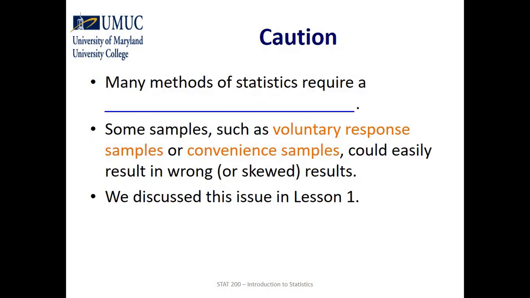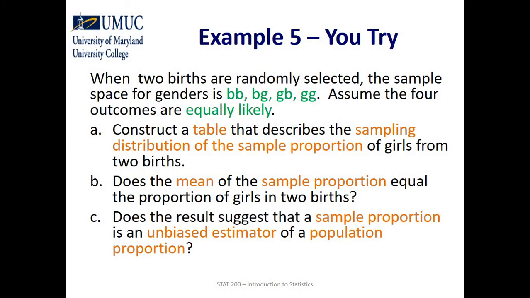Okay. Caution. Many methods of statistics require a simple random sample. We talked about how to get a simple random sample back in lesson 1. So if you use voluntary samples, convenience samples, or some of these other samples, this can easily result in wrong or skewed results. Okay, here's an example for you to try.